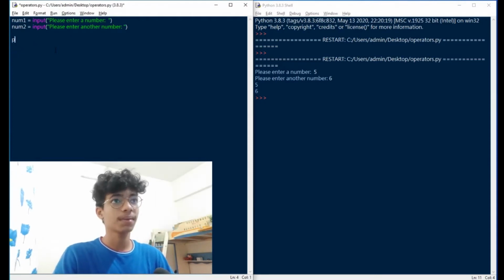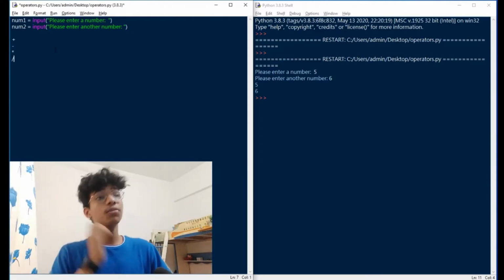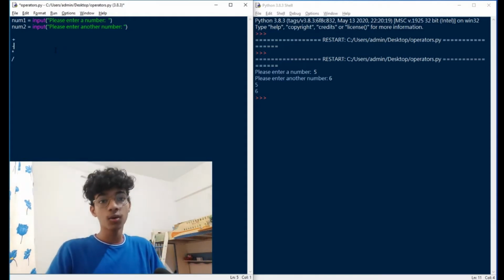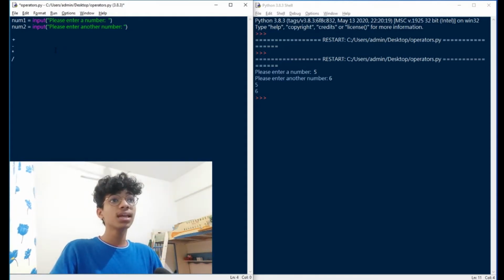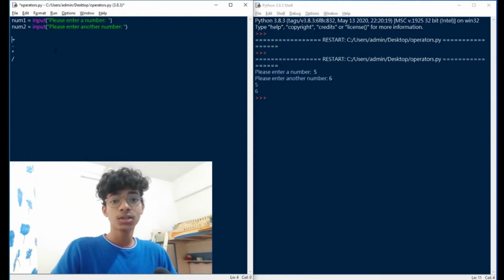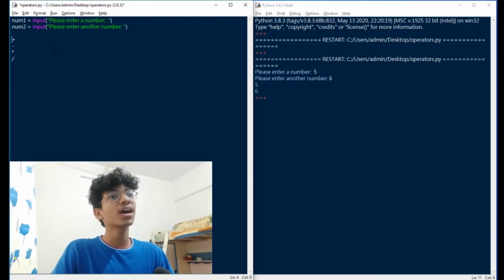basic operators in Python. So there are four basic operators in Python, and you may be very familiar with these. So the first one is a plus sign, a minus sign, a multiplication sign, and a division sign. So let me tell you what these do if you don't already know. So the addition sign basically adds two numbers. For instance, if you have a 5 and a 5, it gives you 10.